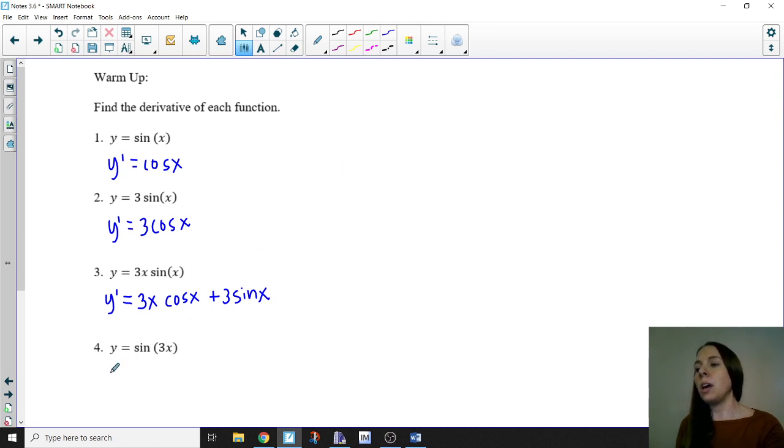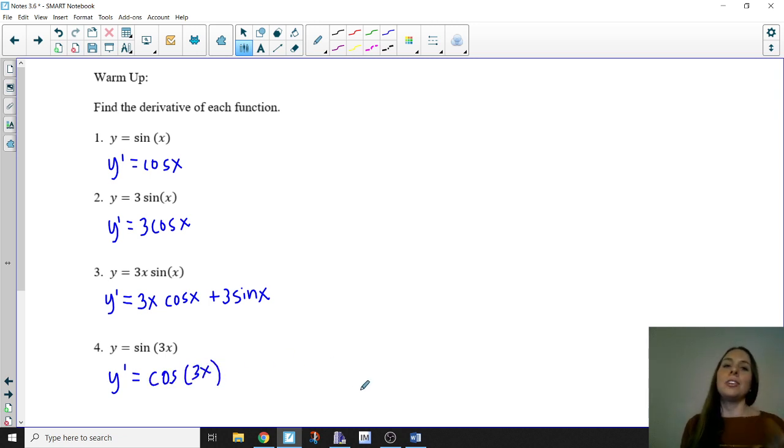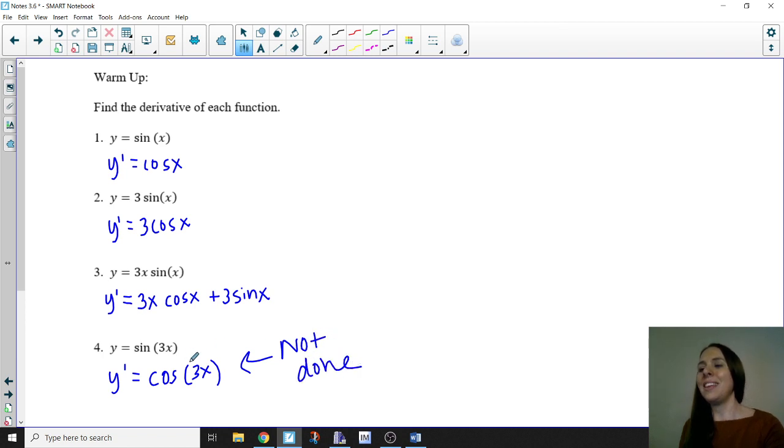And the most common response I get, which I'm going to tell you, is wrong, is cosine of 3x. I shouldn't say it's wrong. It's just not complete, okay? So please keep in mind, this is not done. It's not really wrong, but not done, okay?